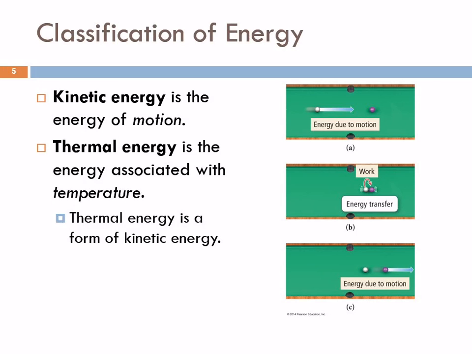So we classify energy, of course, because scientists classify everything, right? Kinetic energy is energy of motion. An object that is moving has kinetic energy. Thermal energy is a form of kinetic energy. Thermal energy is the energy associated with temperature. And that doesn't seem immediately obvious. How is temperature associated with movement, right? A hot cup of tea does not appear to be moving. But when you look at the individual particles in the tea, the reason that it's hot is those particles are moving faster.